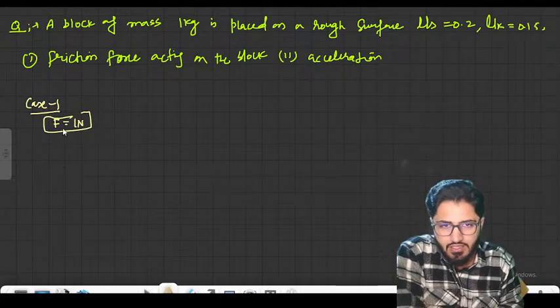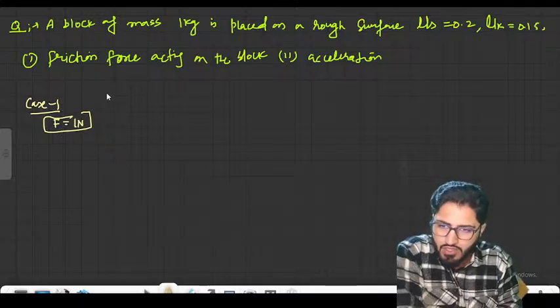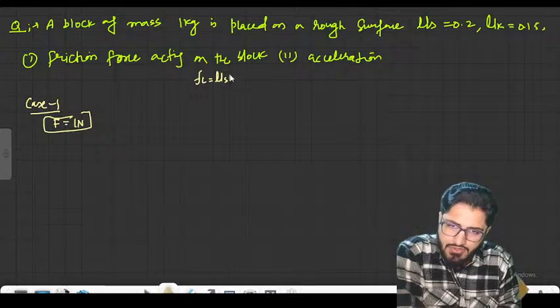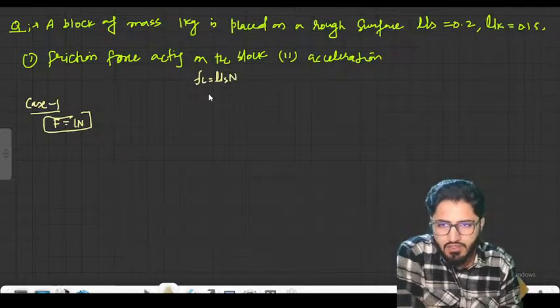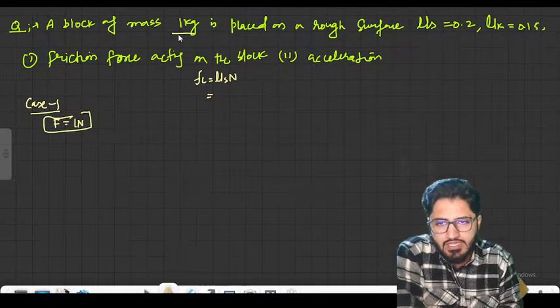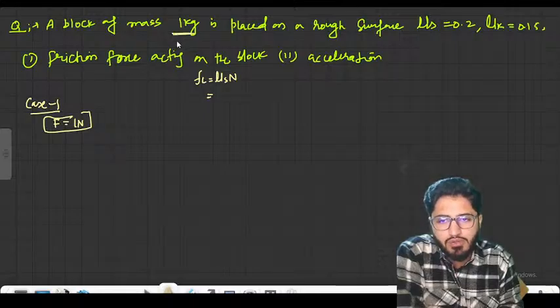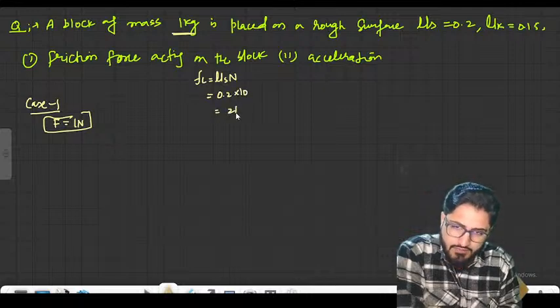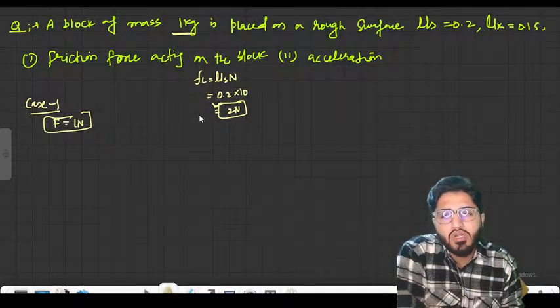My limiting friction is equal to mu s times N. Now, if it is a 1 kg box, that means it has a normal reaction force of 10 Newton. So mu s is 0.2 into 10, that means 2 Newton. It simply indicates you need a minimum of 2 Newton force to just move a body.